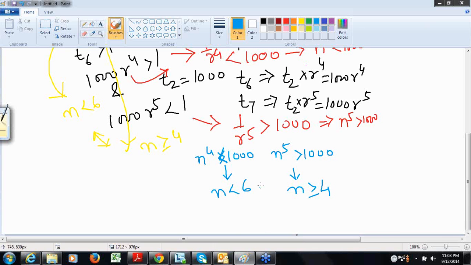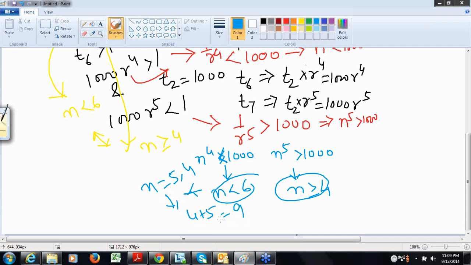Okay, now combine these two. What you will get? n is equal to 5 or 4. Okay, sum these values. 4 plus 5, which is equal to 9. So we'll go ahead and mark option number B, 9. Everybody is clear now?